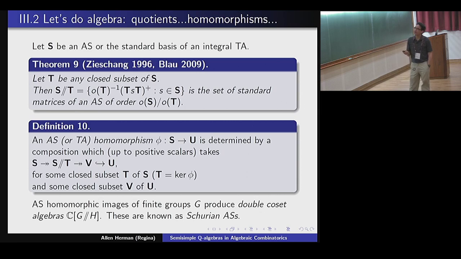Okay, now, when you have a quotient, then you can talk about your association scheme or table algebra homomorphisms. So you'll have a kernel. And if you pose maps like this, you get homomorphisms from S to U. Okay? Now, the one major difference here is that every closed subset can be a kernel.